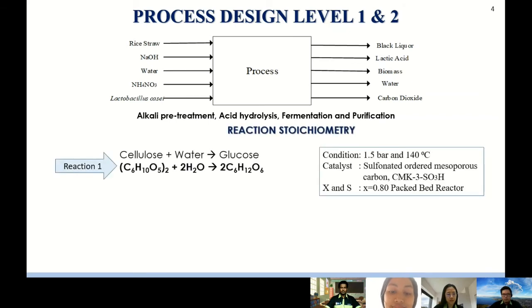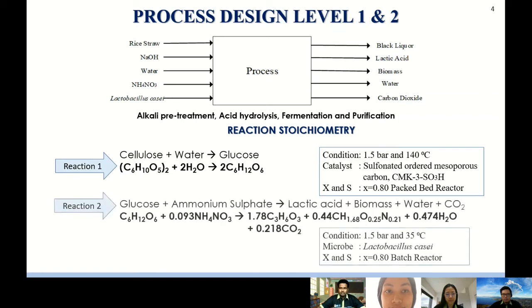For reaction 1, which is the conversion of glucose from cellulose, the operating temperature is 140 degrees Celsius and the pressure is 1.5 bar. The catalyst is sulfonate coated mesoporous carbon, and a packed reactor is used with a conversion of 0.8. Reaction 2 is the fermentation of lactic acid from glucose, and the operating conditions are a temperature of 35 degrees Celsius and a pressure of 1.5 bar with the microbe Lactobacillus species. A batch reactor is used with a conversion of 0.8.